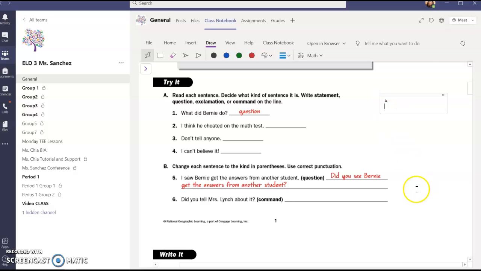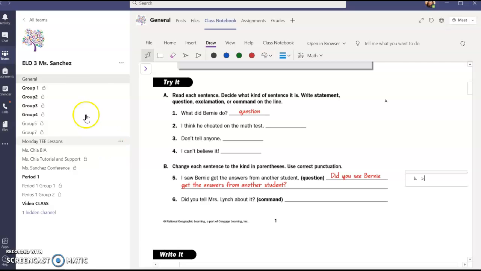Then you would do number 2. When you get to section B, you have to make another box. And you make the box just by clicking. Then you would put section B, and then in section B, you have number 5. So then you would go 5, and then you would type in your answer for number 5.